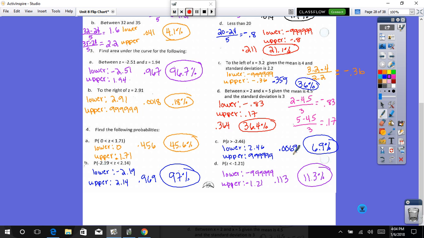Again, those are tedious and a little lengthy, but not super difficult because mostly the calculator does all the work for you. You just have to think a little bit about which one gets upper, which one gets lower.